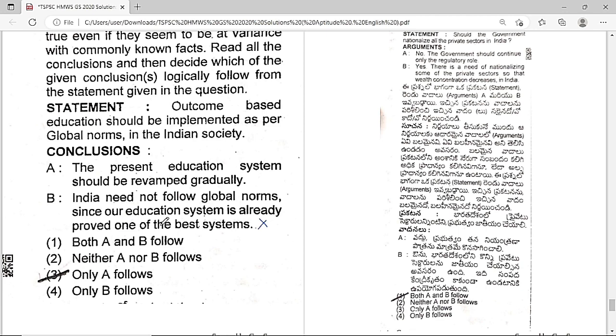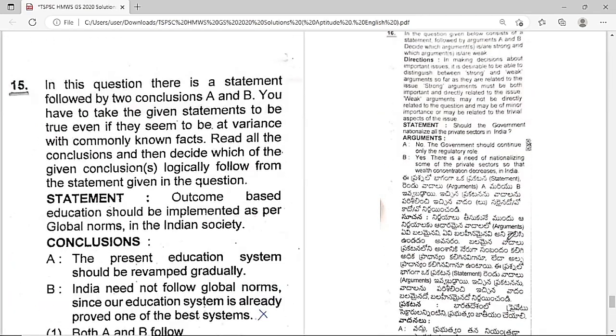What is conclusion B? Conclusion B is telling that we don't have to implement because our system is good. So it is wrong. We need to change. That is what is given in the statement. So as the statement is always true, only conclusion A is going to get followed. Then only we can implement the global norms in the Indian education system. So option C, which is only A is going to follow, is the correct solution of this question.